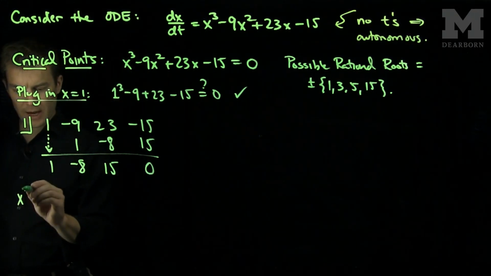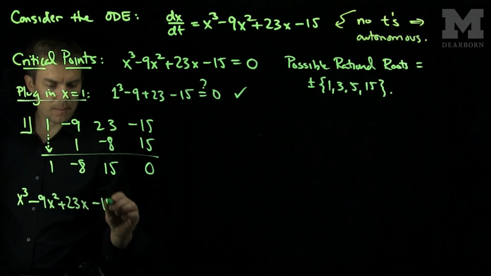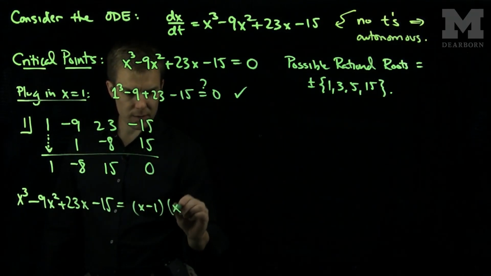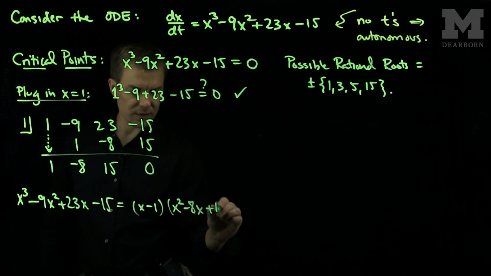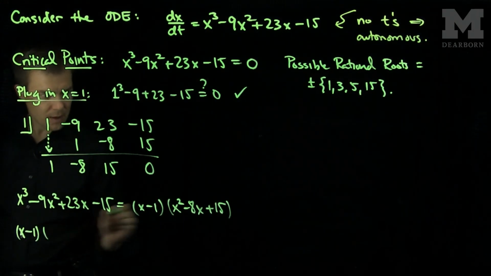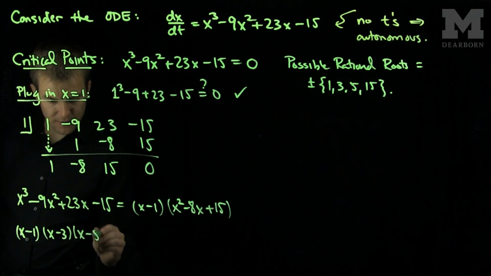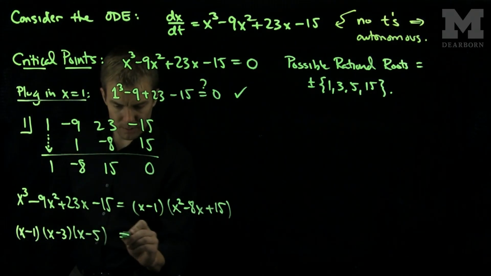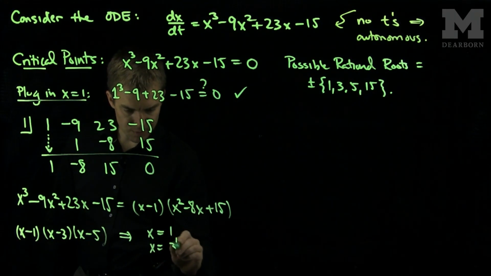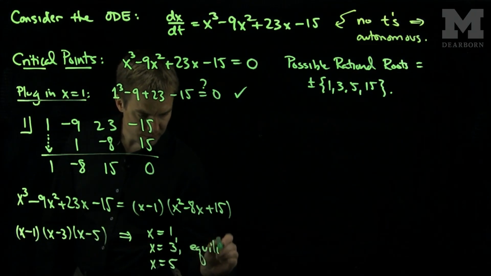So our polynomial, x cubed minus 9x squared plus 23x minus 15, is x minus 1 times x squared minus 8x plus 15. And we can factor this: this is x minus 1, and this will be x minus 3, x minus 5. So we have 3 equilibrium solutions. x equals 1, x equals 3, and x equals 5 are our equilibrium solutions.